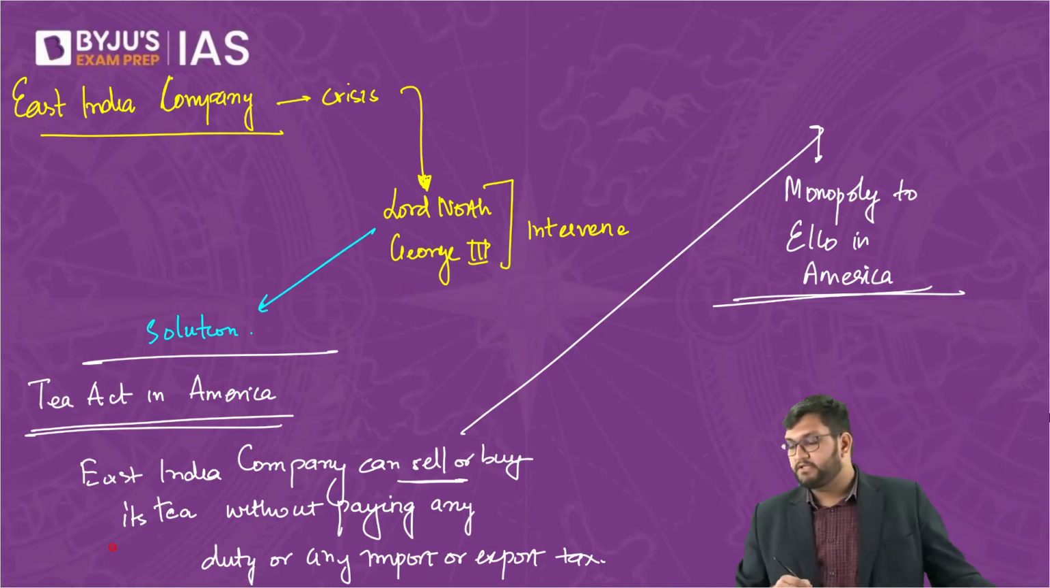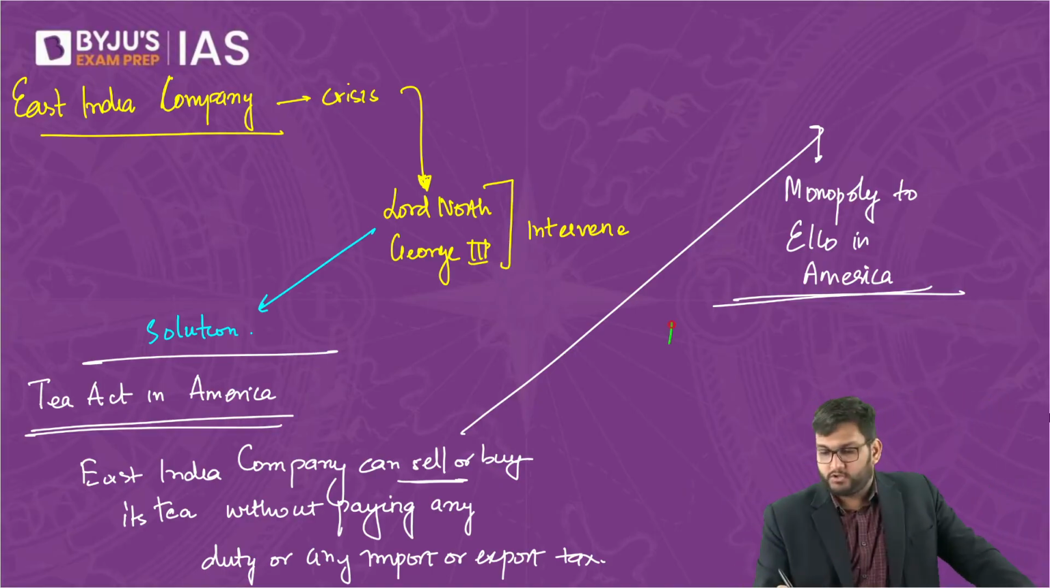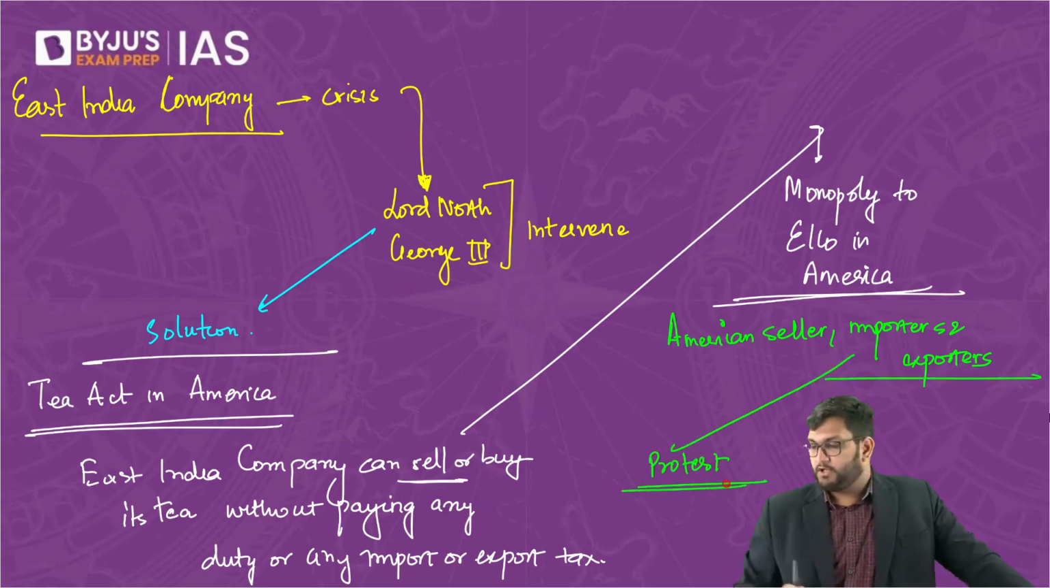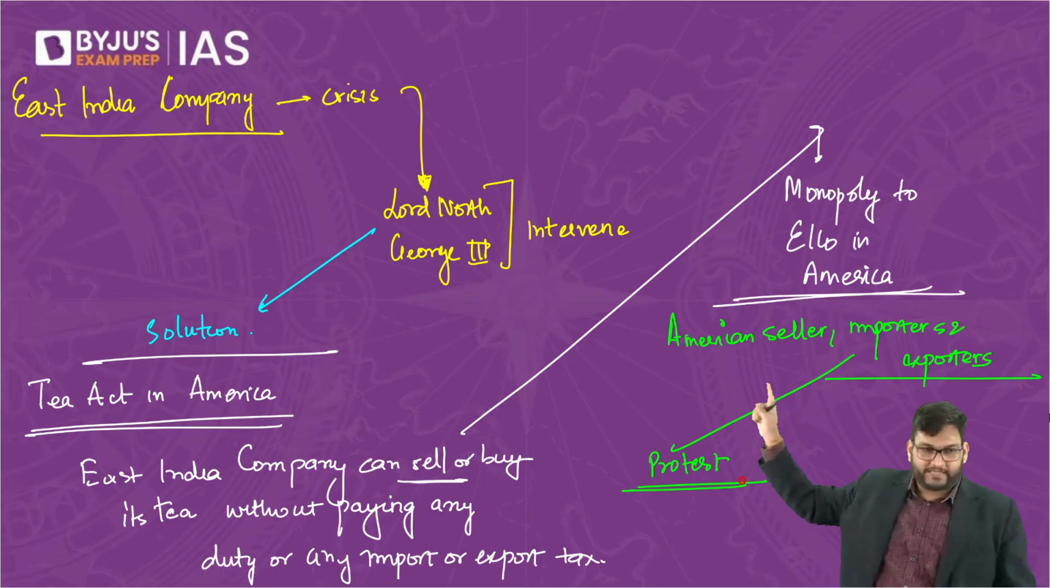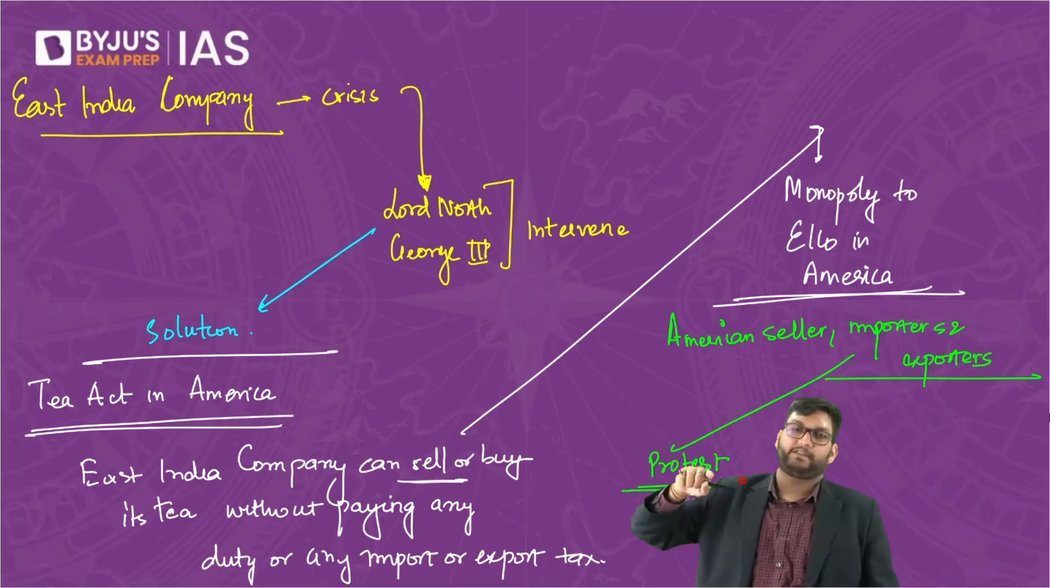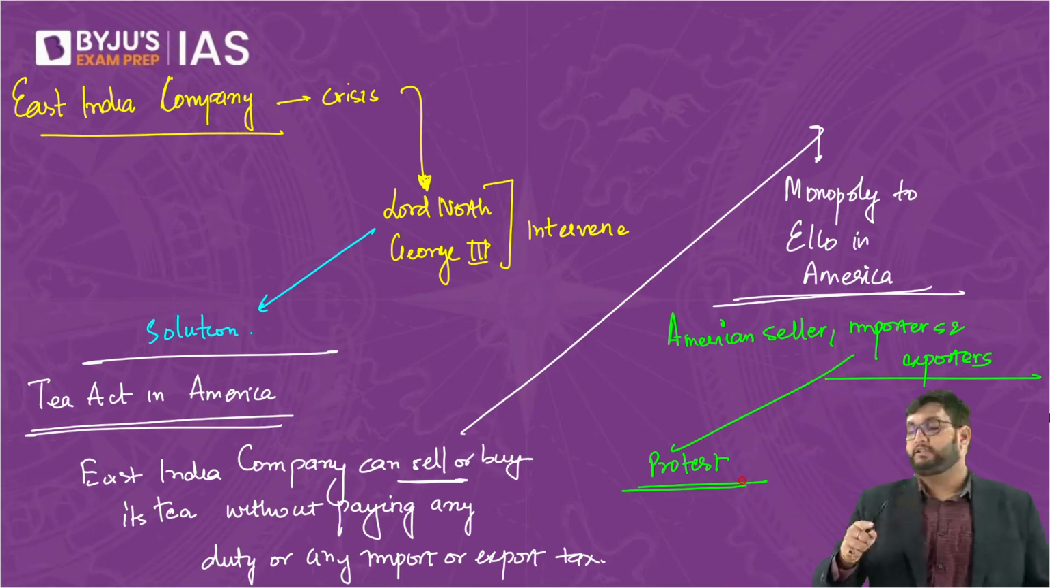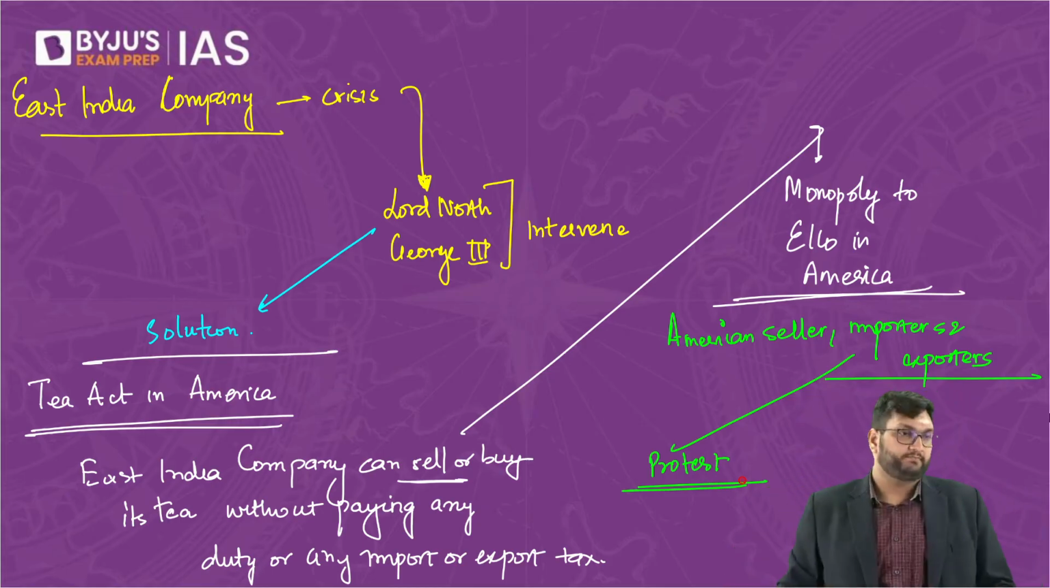Can I now compete with the East India Company? No. So American sellers, importers, and exporters now start to protest. So, you see how something which happened in India got linked up with what happened in America and therefore created the context in which the Tea Act was introduced.